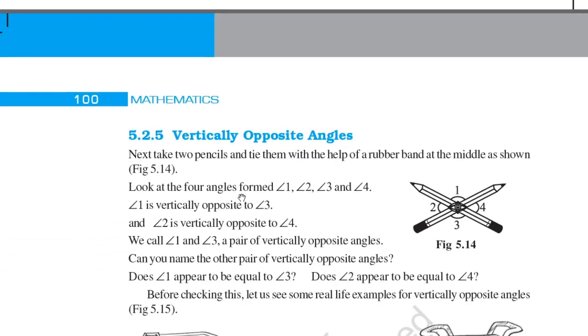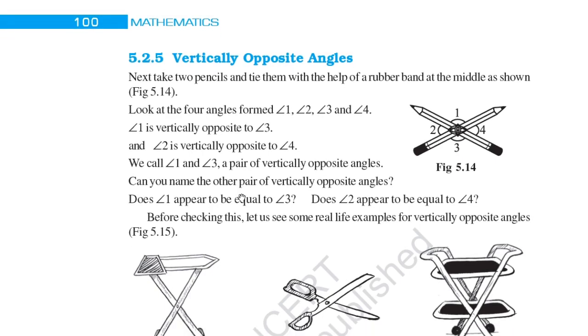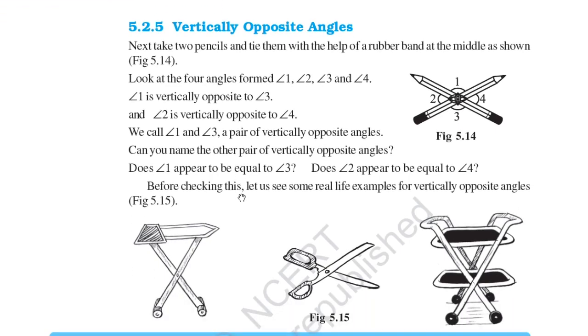5.2.5, vertically opposite angles. Very easy this one also. Next, take two pencils and tie them with the help of a rubber band at the middle as shown in figure 5.14. You can see two pencils tied up with a rubber band. There are four angles, 1, 2, 3, 4.